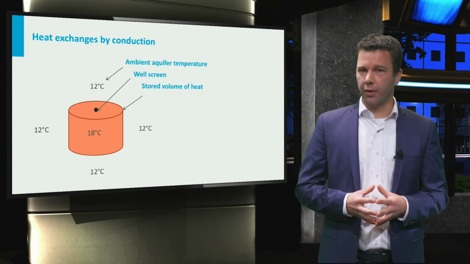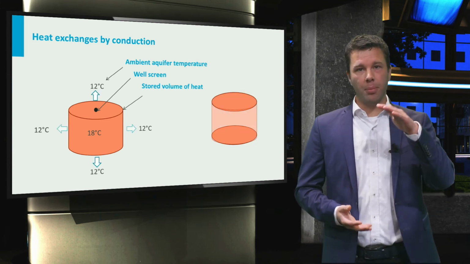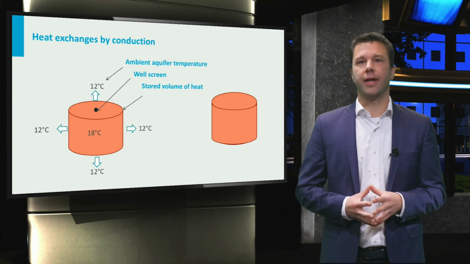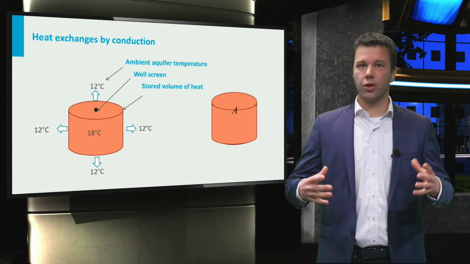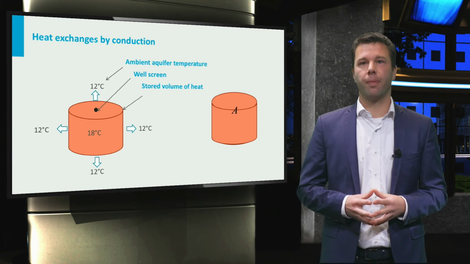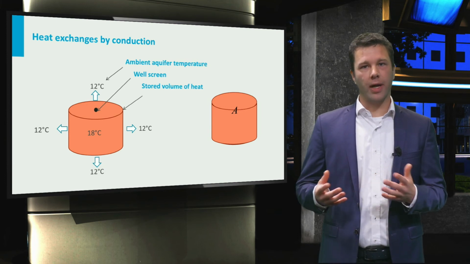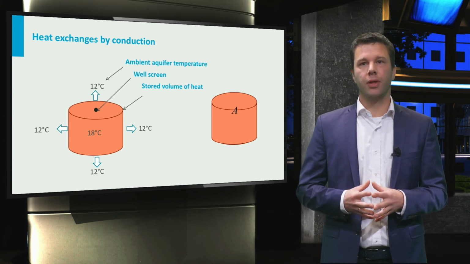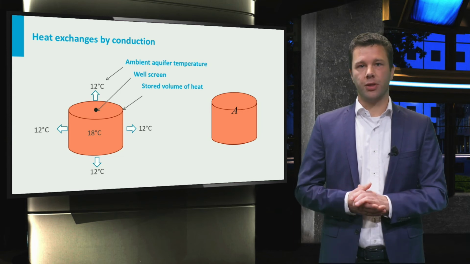The surface area of this thermal cylinder is determined by the cap and the bottom, where losses occur to the confining layers, and the circumference, where losses occur to the surrounding aquifer. The smaller this total area is relative to the stored volume, the more efficient the system is.